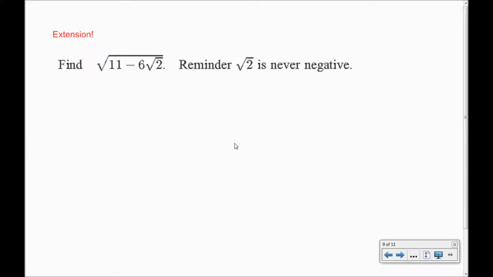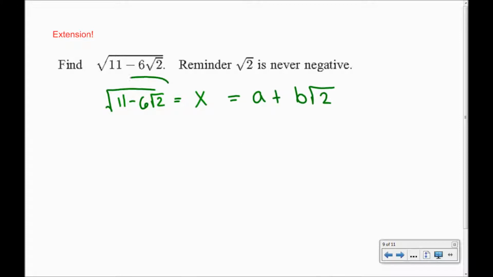This is the first extension we're going to look at. So we're going to look at how we find the square root of a binomial that contains a square root. So let's say that this is equal to x, okay? And we want to find x, but we want to write x in this form, okay? So we want to simplify this.